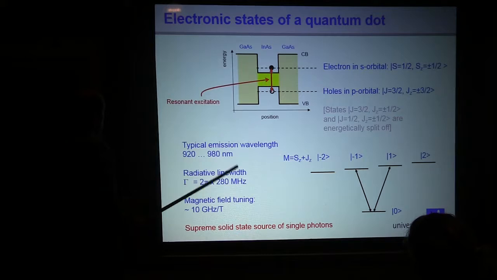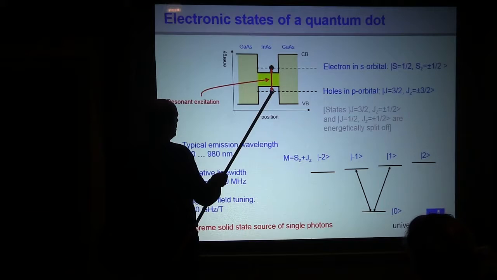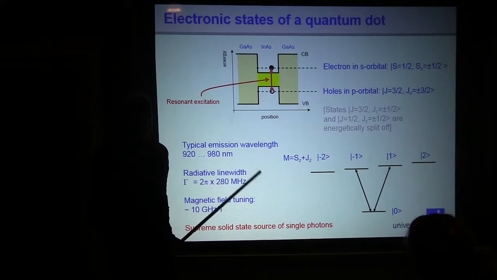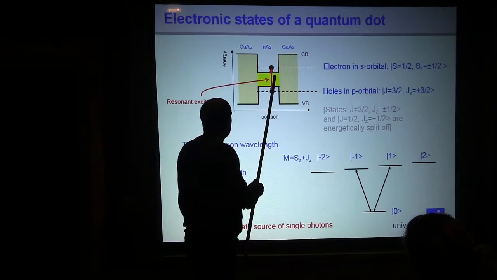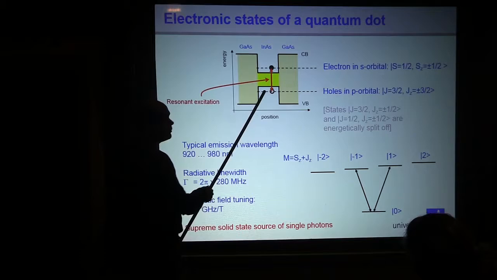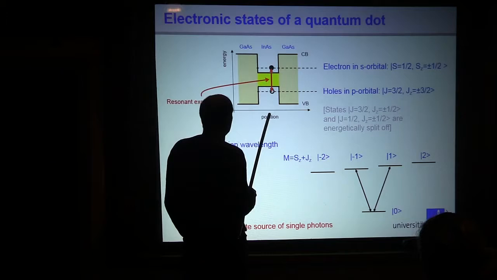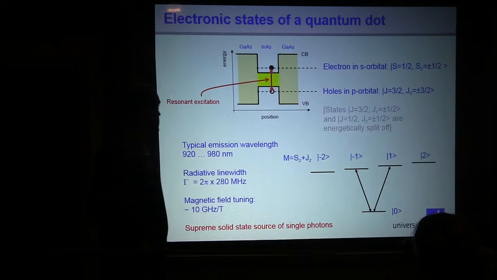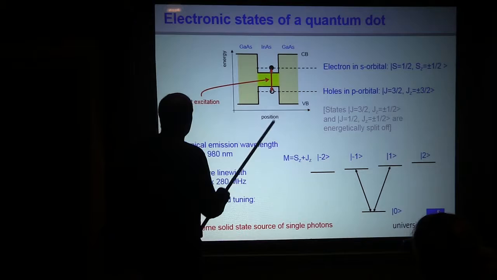Now, when you shine in light as a resonant excitation, you can create a hole in the valence band and a charge in the conduction band, forming an exciton in the system. By the symmetry of the structure, the electrons up here form in an S orbital, and the holes form in a P orbital. Taking together the orbital angular momentum with the spin of the electron, this gives you S = 1/2 and J = 3/2 quantum numbers for electrons and holes. Now you can combine them together. By the internal structure of this heterostructure, these states split in energy.